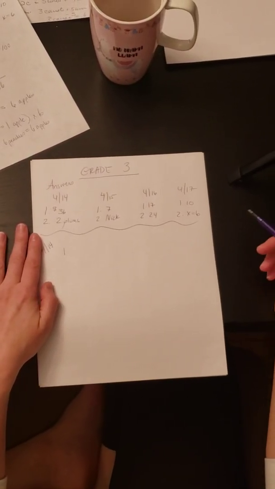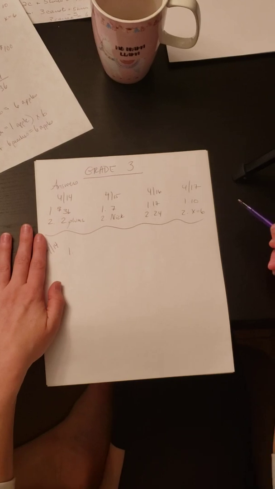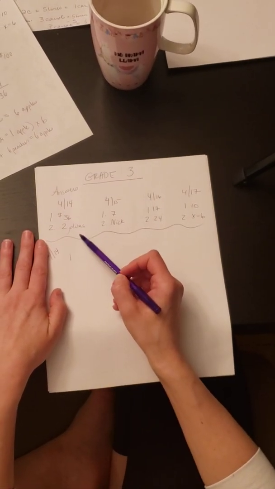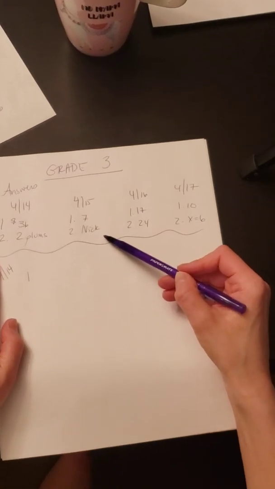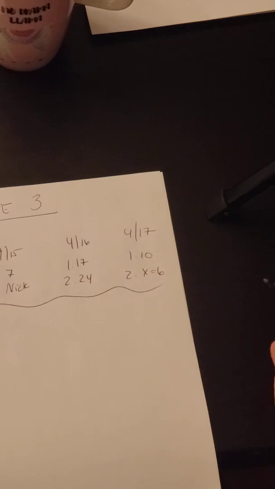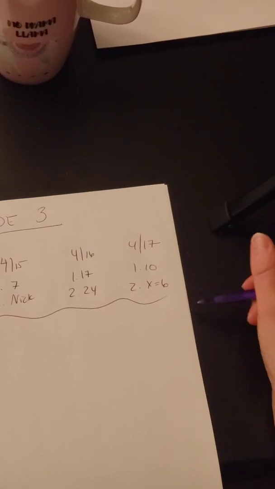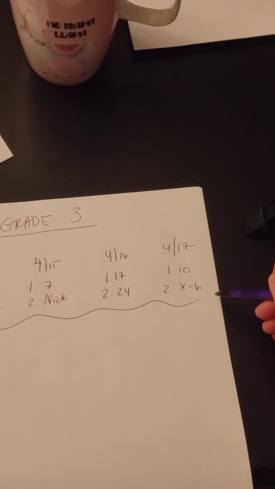Here are your problem of the day answers for the week of April 14th. On the 14th, number 1 was 36, number 2 was 2. On the 15th, number 1 was 7, number 2 was Nick. On the 16th, number 1 was 17, number 2 was 24. And on the 17th, number 1 was 10, and number 2, x equals 6.